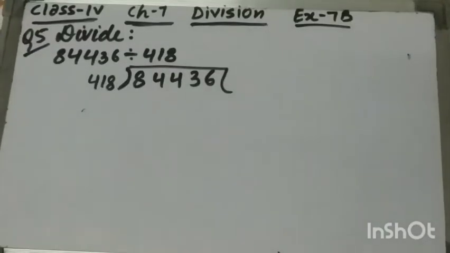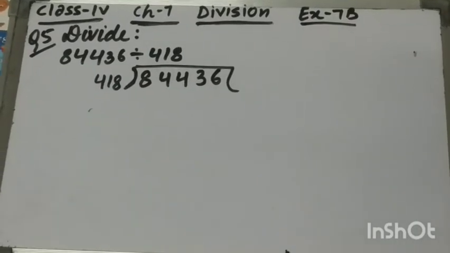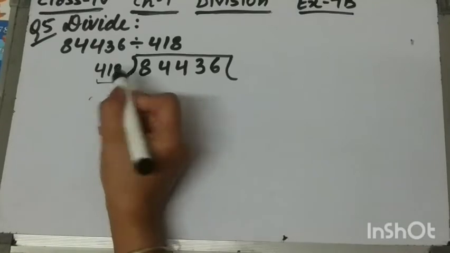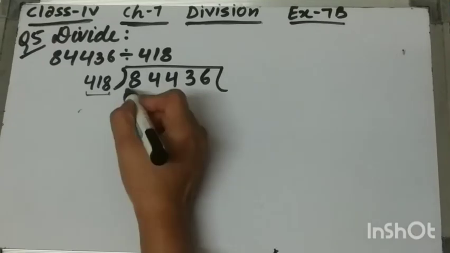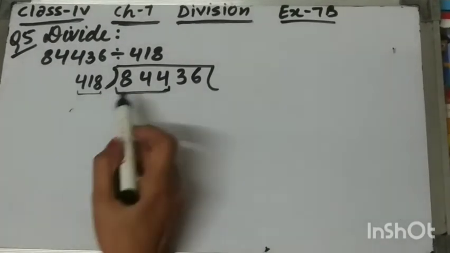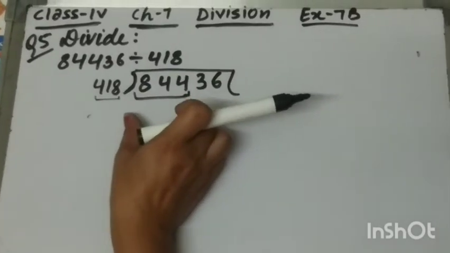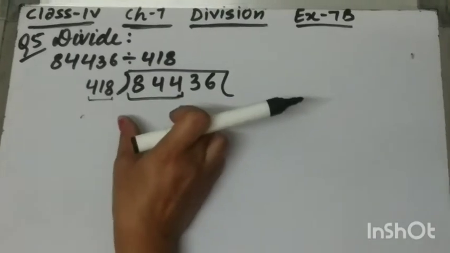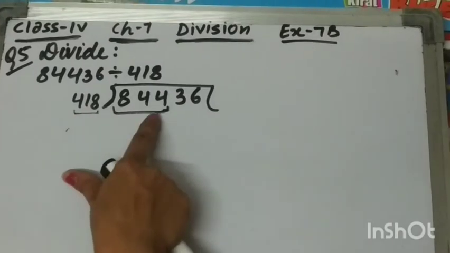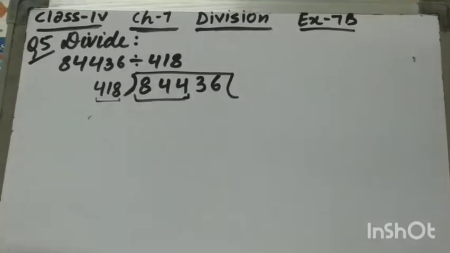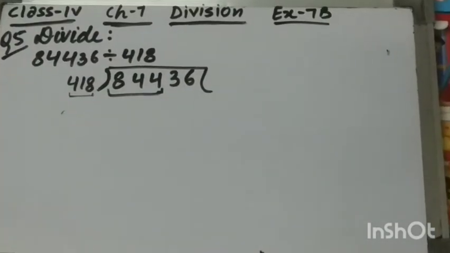Okay, let's start question number 5. Question is divide 84,436 by 418. Now our divisor is of 3 digits and dividend is of 5 digits. So first of all we will check the 3 digits of the dividend. Now 844 is greater than 418, so it's okay, we will check the 3 digits. And if it is less, then we check the 4 digits. Now we have to check at which number on the table of 418 the number 844 comes.